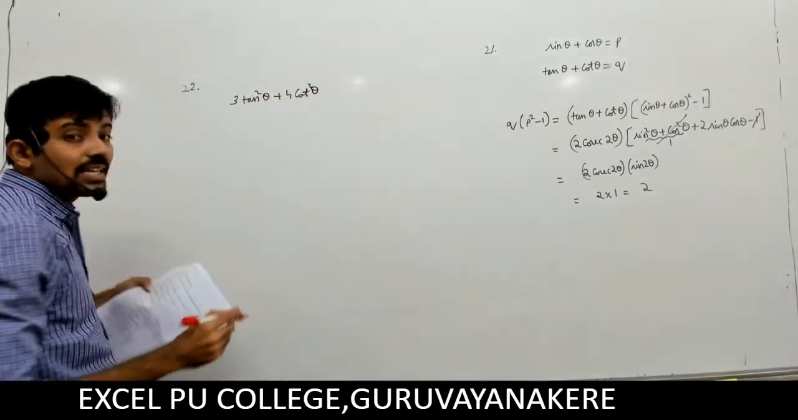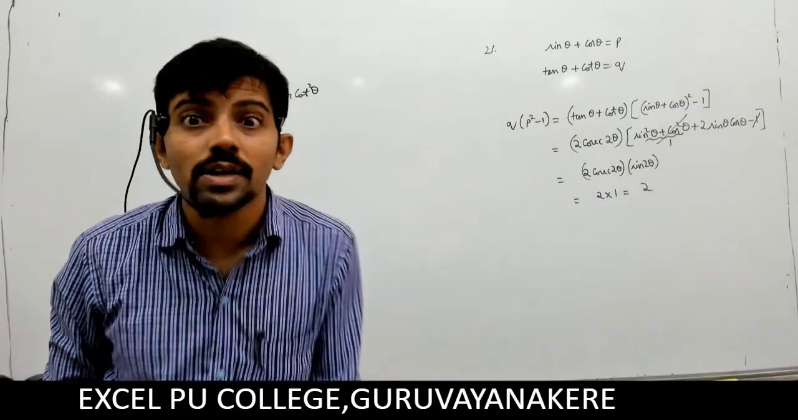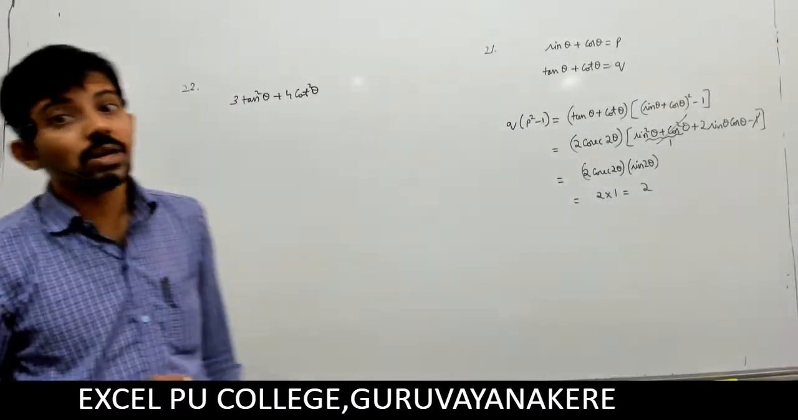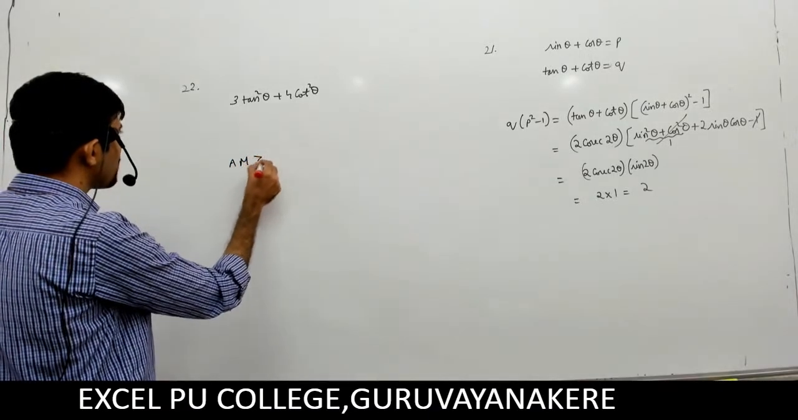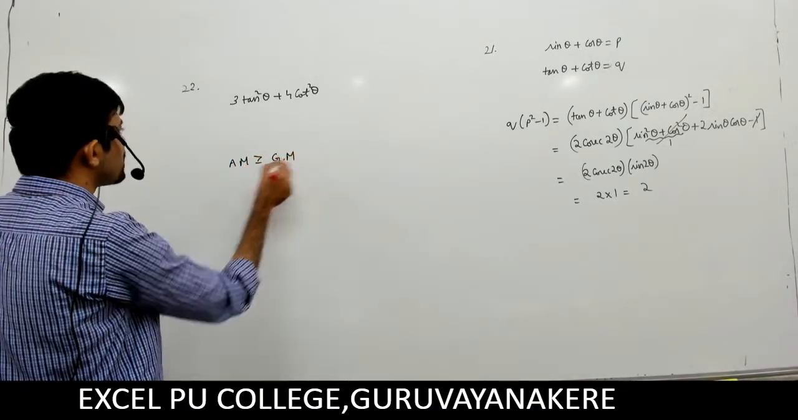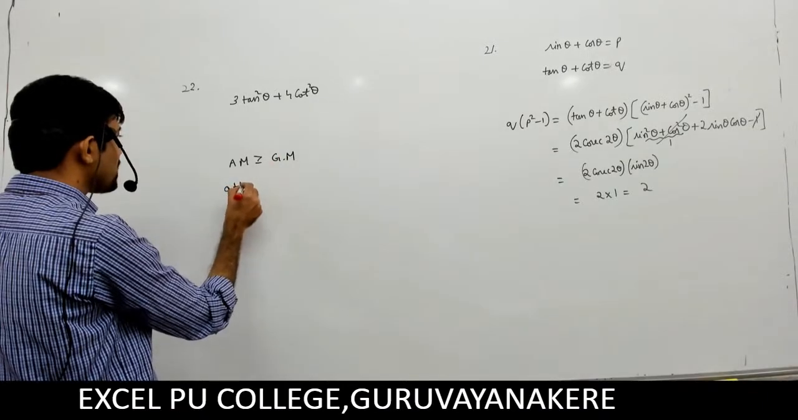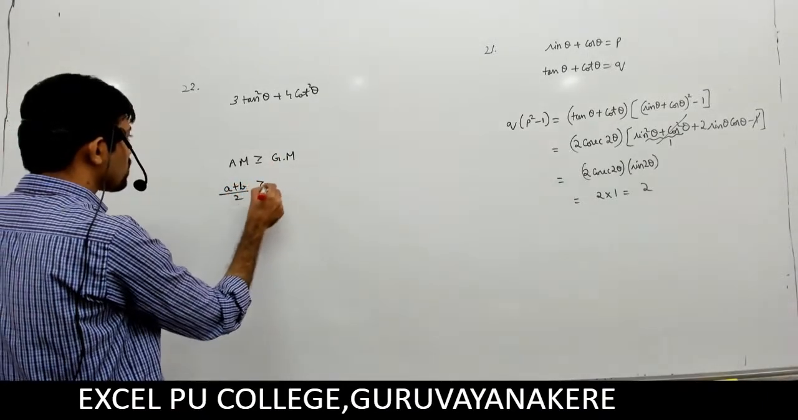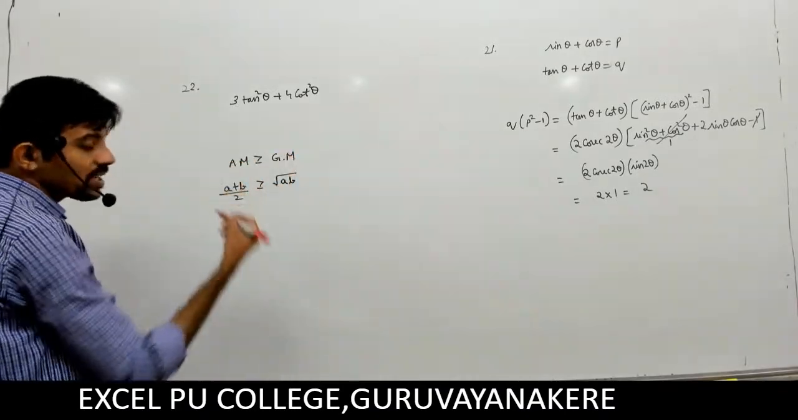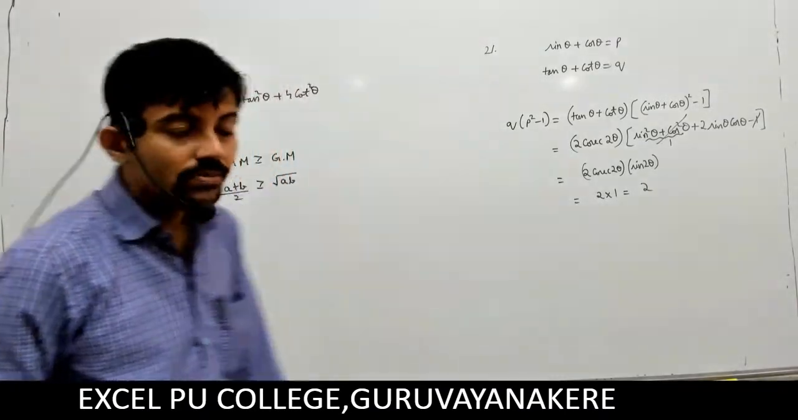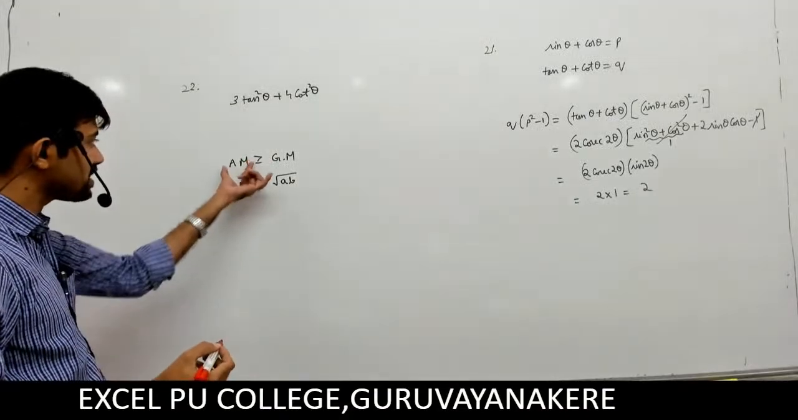Minimum value. They ask to find the minimum value. I use the concept of arithmetic mean greater than or equal to geometric mean. This is useful. AM greater than or equal to GM. AM is A plus B by 2 greater than or equal to root of AB. Geometric mean is root of AB. Arithmetic mean is A plus B by 2. For two numbers A and B, arithmetic mean is A plus B by 2.